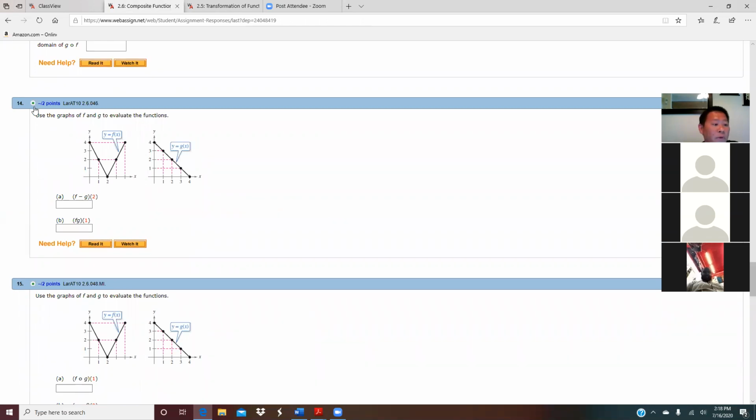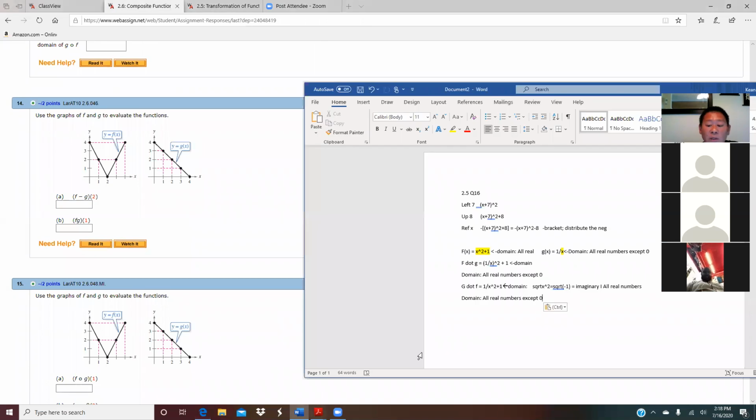2.7, number 14. So use this graph to find (f minus g)(2). So how do we do that in this case? You figure out what f(2) is, and then you figure out what g(2) is, and then you subtract it. So it's not that tough. Isn't this 2.6? This is 2.6. Yeah, I'll do a bit of 2.6 and then I'll do more on 2.7.